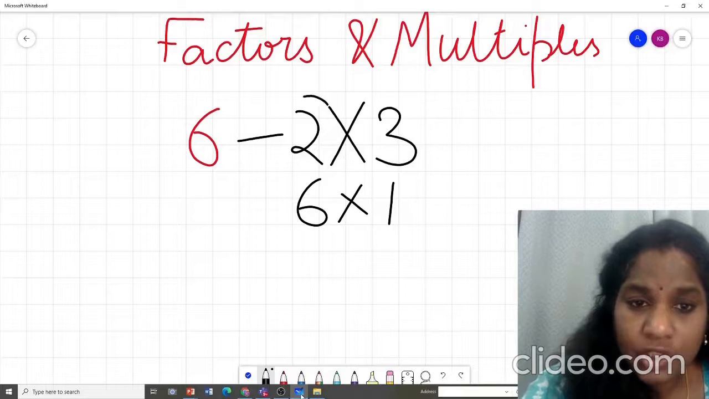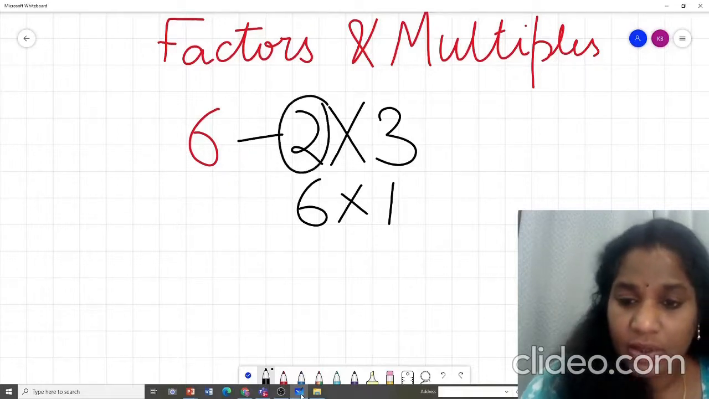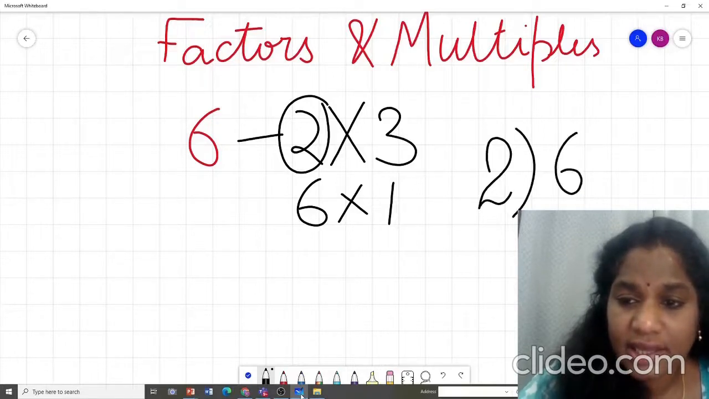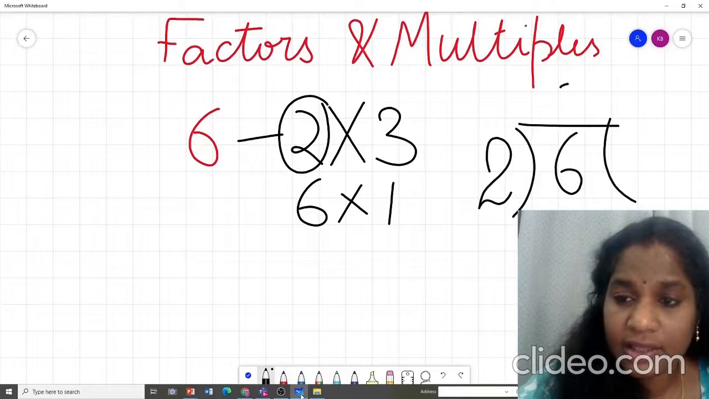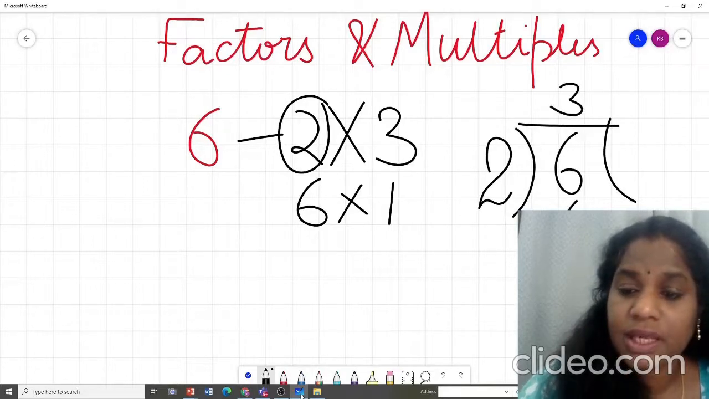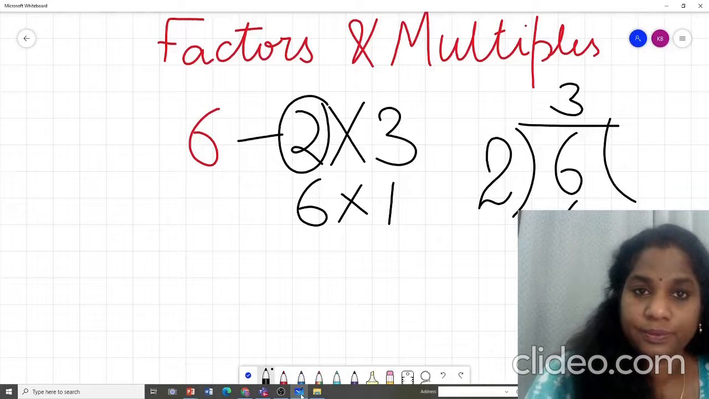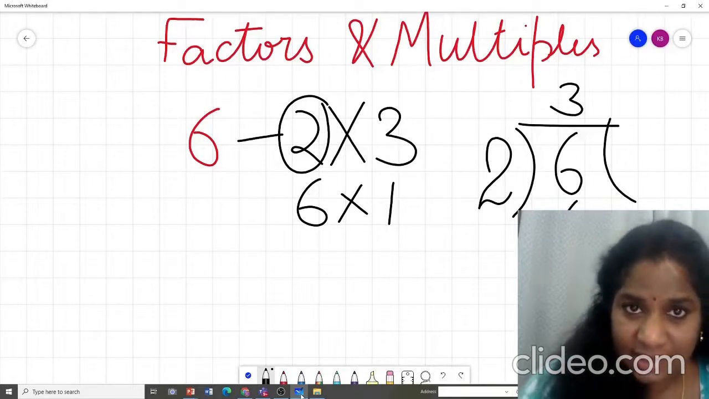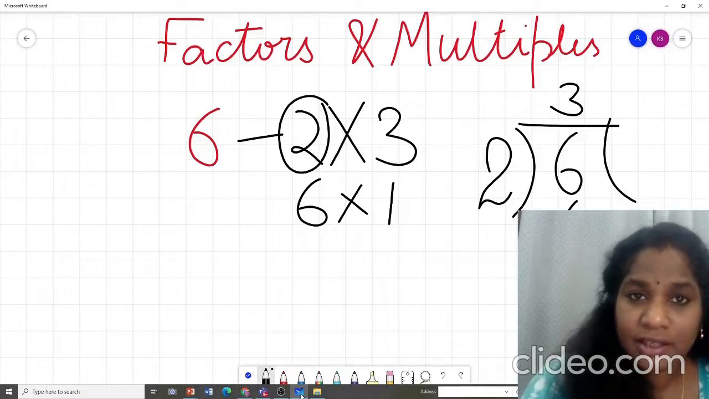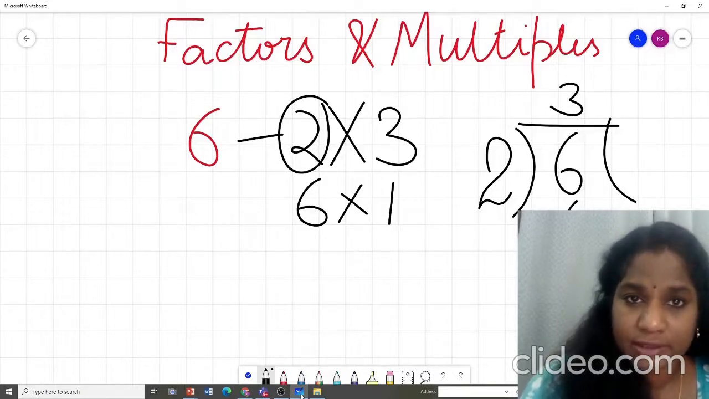The number which is the factor, now 2 is the factor, it will divide 6 in such a way that the remainder will be 0. Factor is a number which divides the given number completely. There is no remainder. Remainder is 0. That is a factor. Is that clear? So what can we say about a factor?